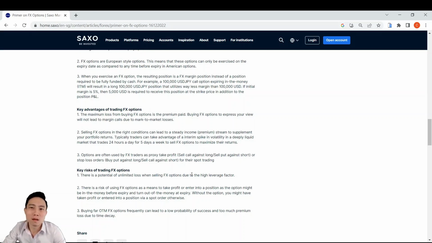And thirdly, buying far out of the money FX options frequently can lead to a low probability of success and too much premium loss on time decay.